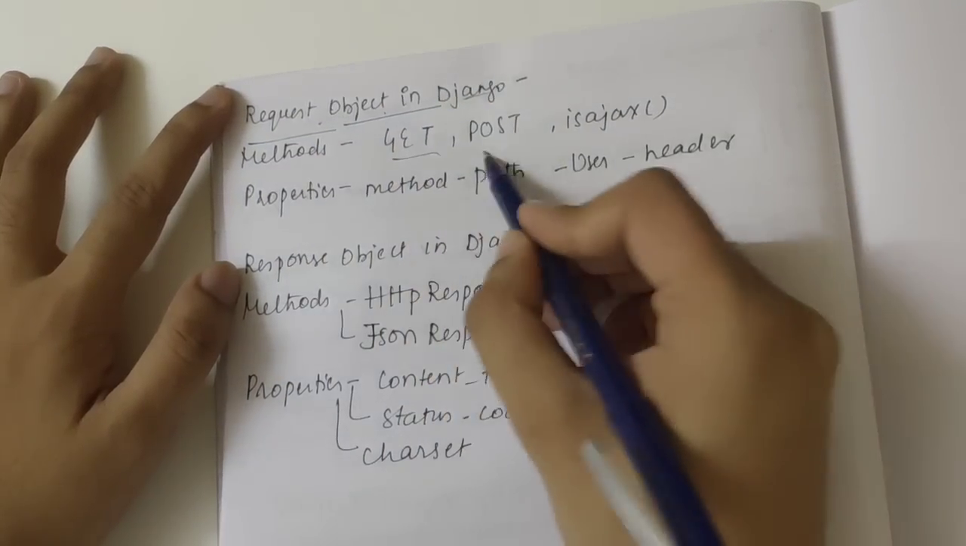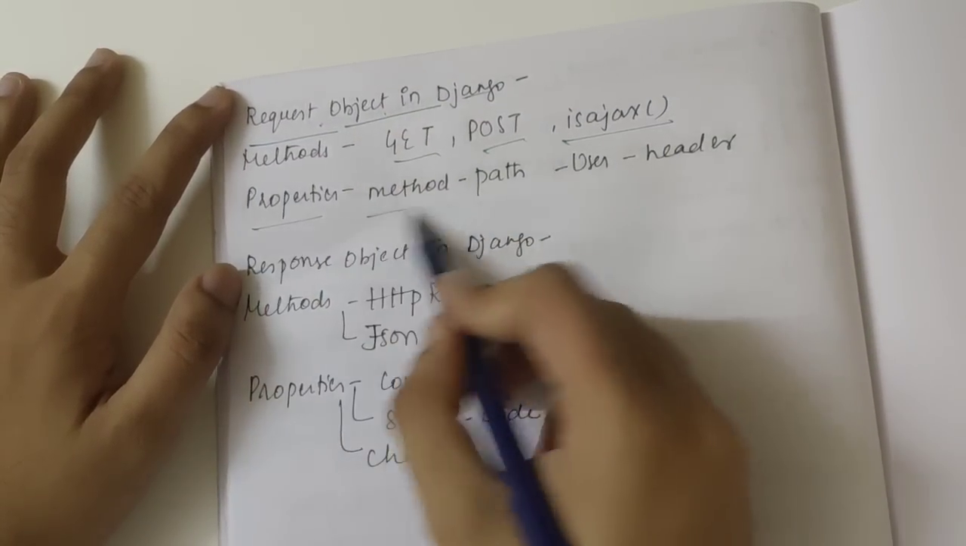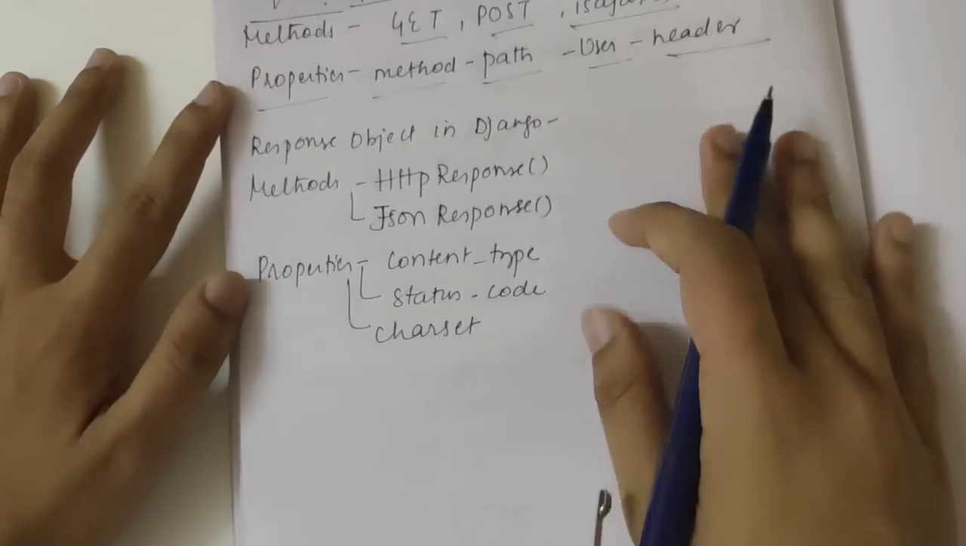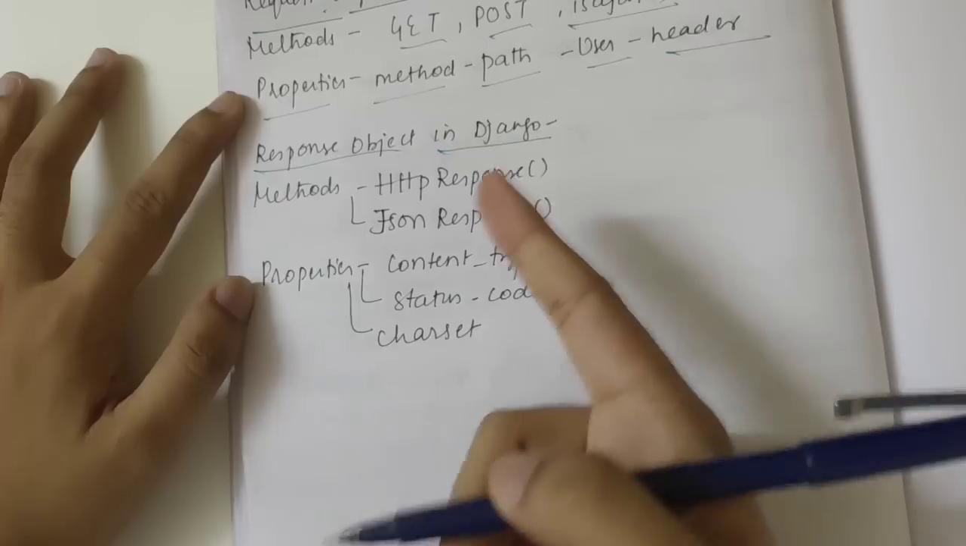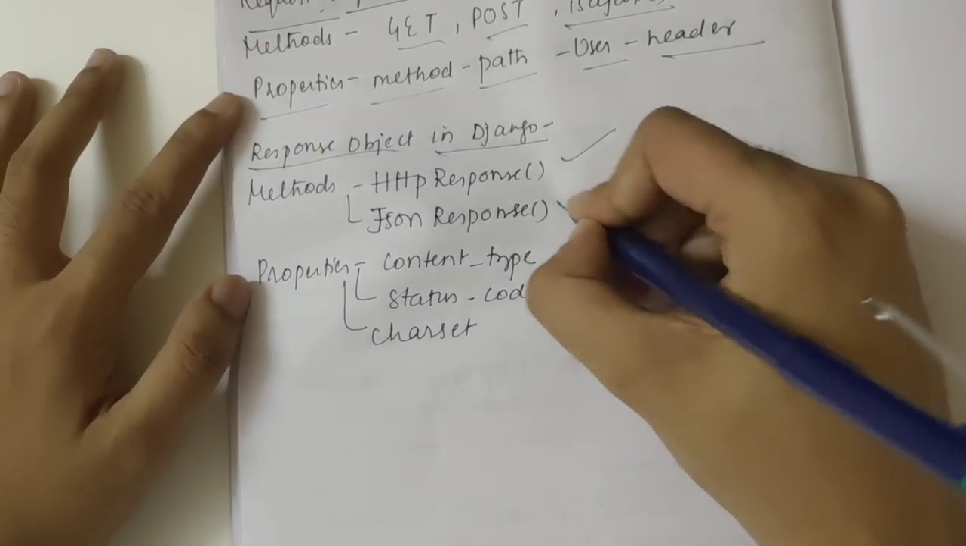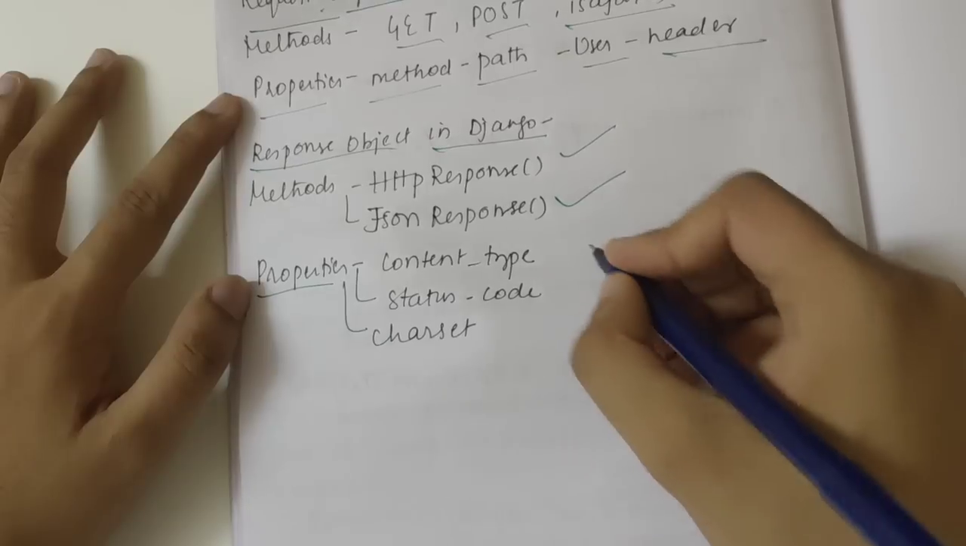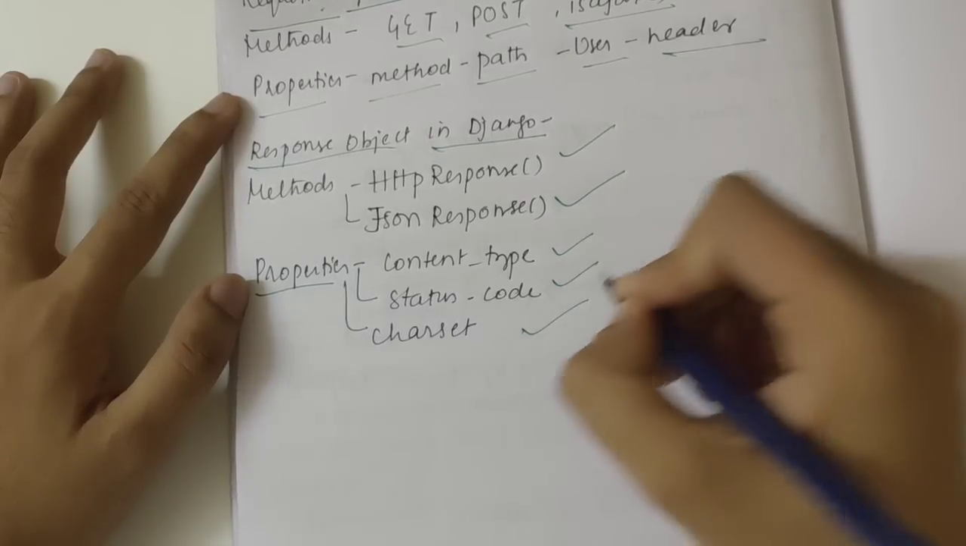The methods are get, post, and is_ajax. Then the properties are method, path, user, and headers. Then the response object in Django, we have HttpResponse and JsonResponse. Talking about the properties, we have content type, status, and charset.